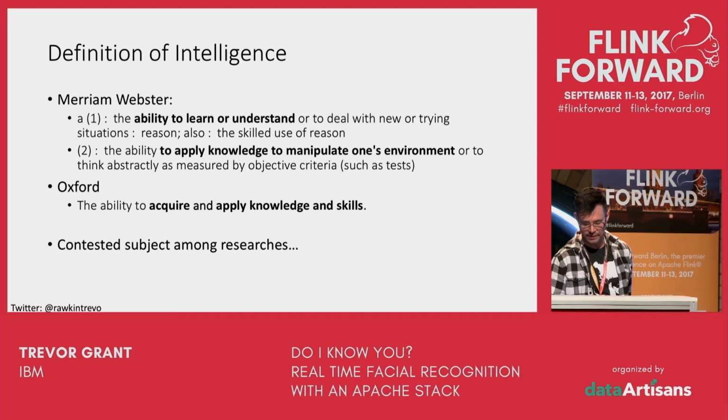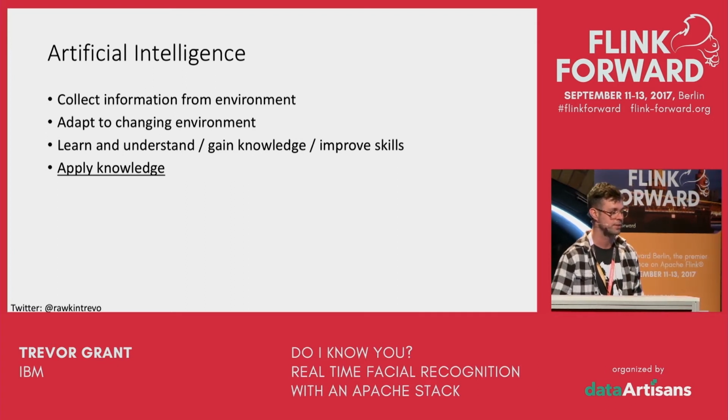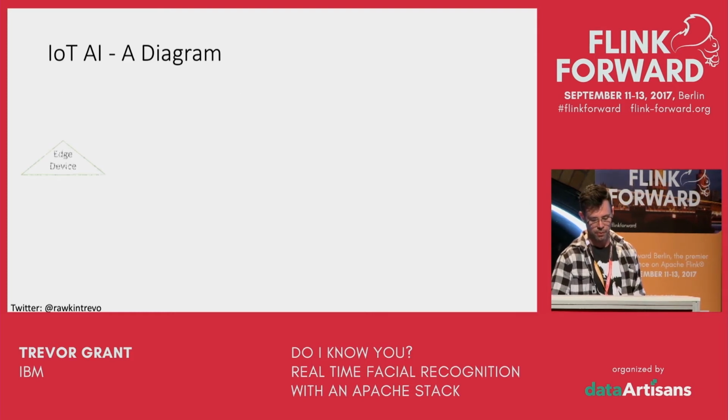Tying this back to buzzwords, artificial intelligence. Well, let's look at the definition of just regular intelligence: the ability to learn or understand about our environment and to apply knowledge to manipulate the environment. And applying knowledge is that key thing that differentiates machine learning applications from artificial intelligence applications, if we're to say there's any difference at all. And the words haven't all been thrown away.